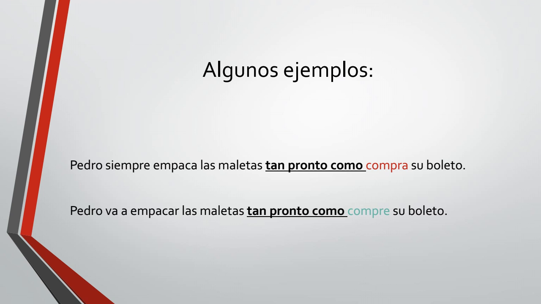The next sentence there, Pedro va a empacar las maletas tan pronto como compre su boleto. So Pedro is going to pack his suitcases as soon as he buys his ticket. And I think you can see that really whenever you see the future tense before the time conjunction, that is pretty much your clue that you need to use the subjunctive tense. Because whenever we're talking about future actions that haven't happened yet, we need to use this subjunctive because we're uncertain whether or not those future actions will even happen or not like we want them to.